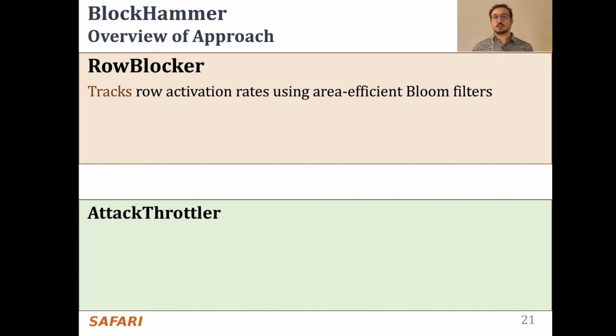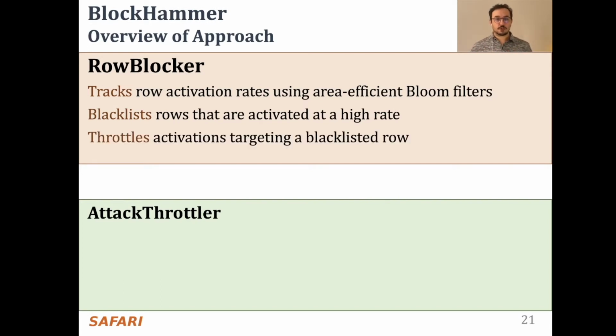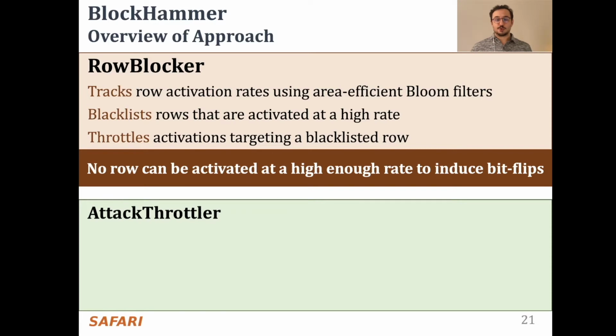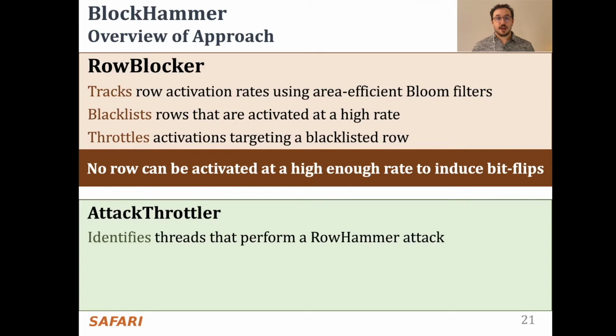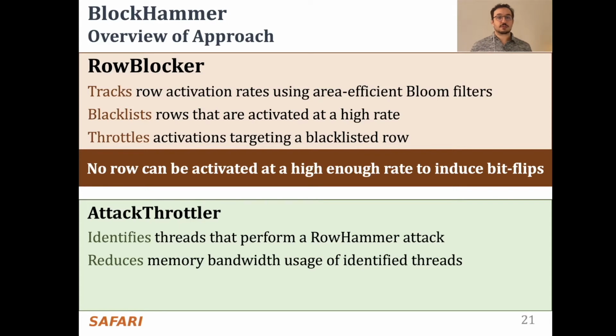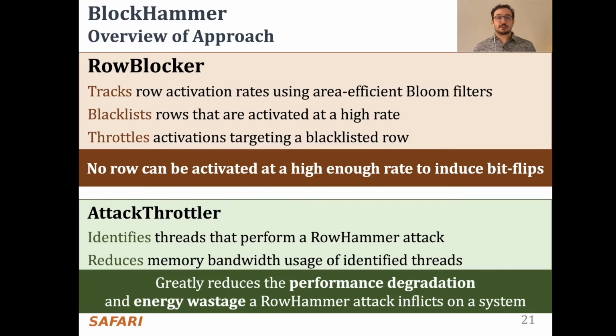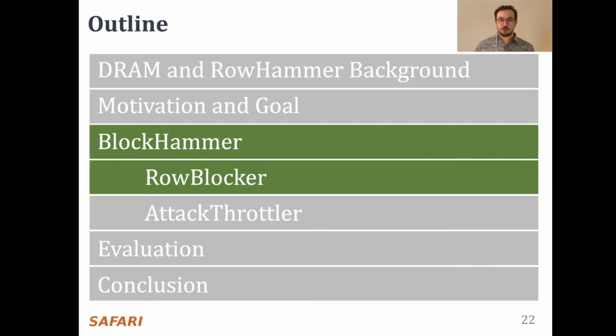Row blocker tracks row activation rates using area-efficient counting Bloom filters, blacklists rows that are activated at a high rate, and throttles, or enforces a certain delay between, activations targeting a blacklisted row. By doing so, row blocker ensures that no row can be activated at a high enough rate to induce RowHammer bit flips. An attack throttler identifies threads that try activating blacklisted rows and reduces their memory bandwidth consumption by throttling their memory requests. By doing so, attack throttler greatly reduces the performance degradation and energy wastage a RowHammer attack inflicts on a system. I will explain how row blocker works next.